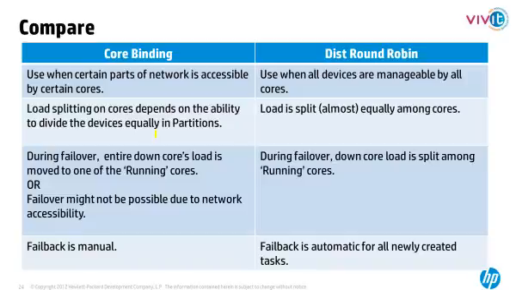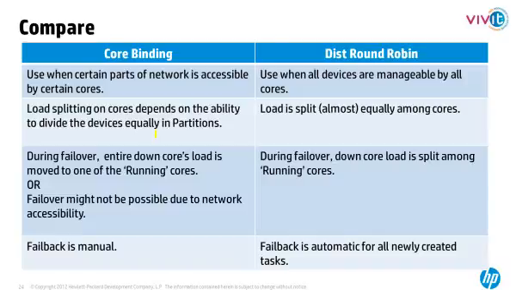And the next point is very important. The ability of splitting the load among cores purely depends on the user's ability to create partitions. If the partitions are unequal, in general, most of the time the load on the cores is different. Whereas in distributed round robin, the load split is almost even. So it will be almost equally distributed.